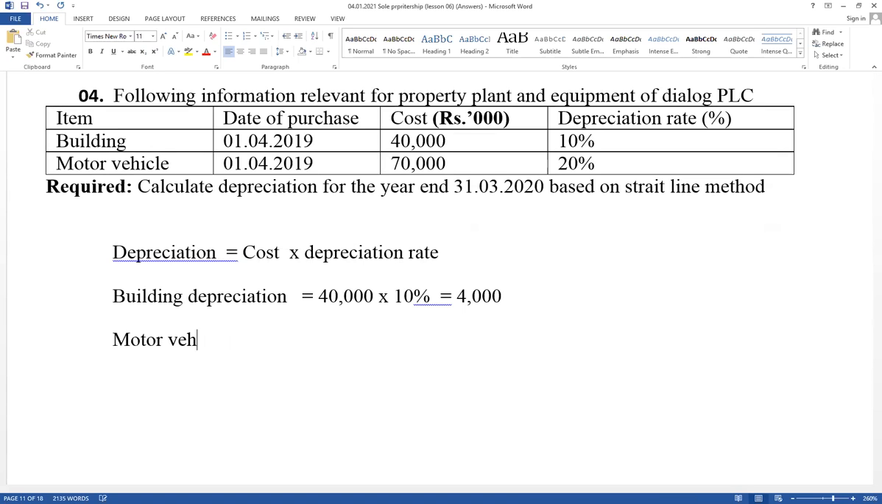Motor vehicle depreciation. Cost value is given 70,000. Depreciation rate is given 20%. Therefore, 70,000 into 20%, based on cost value. Percentage also given. Therefore, here value equals 14,000. This is the way you have to calculate depreciation on a straight line basis.